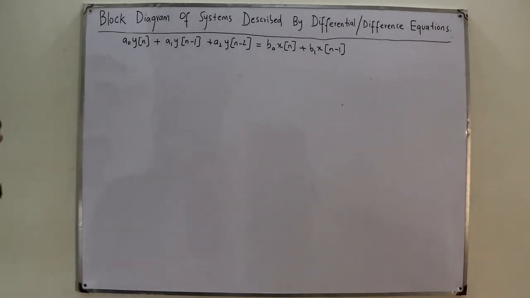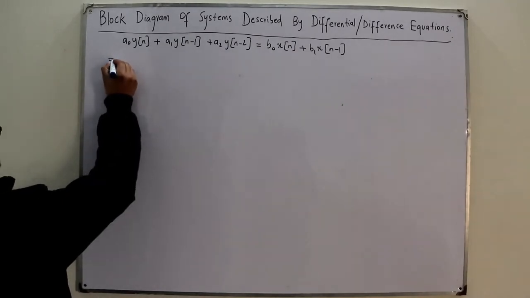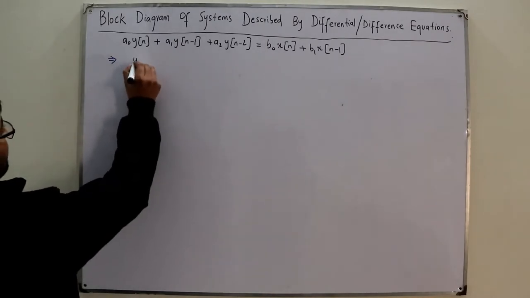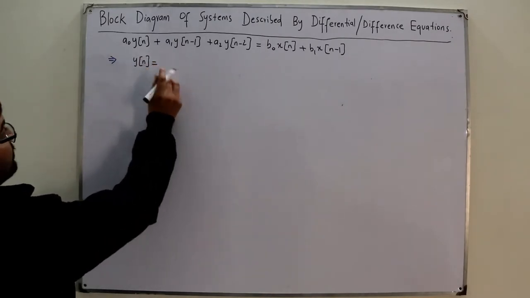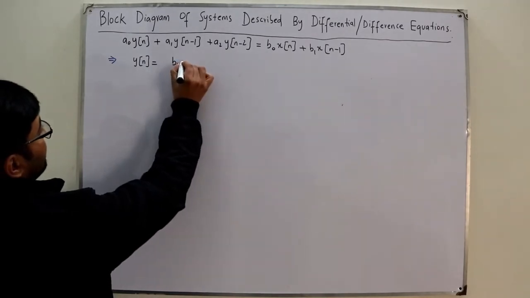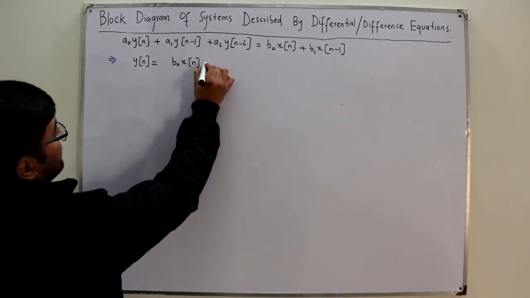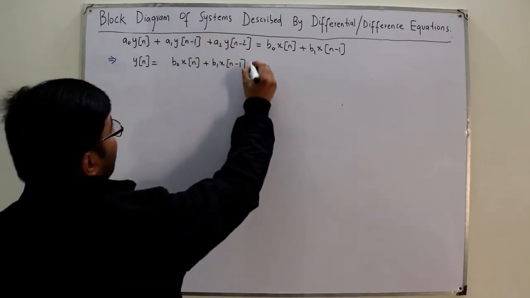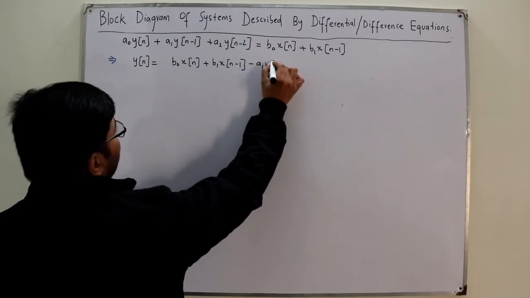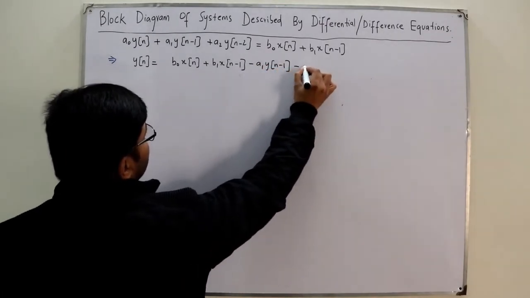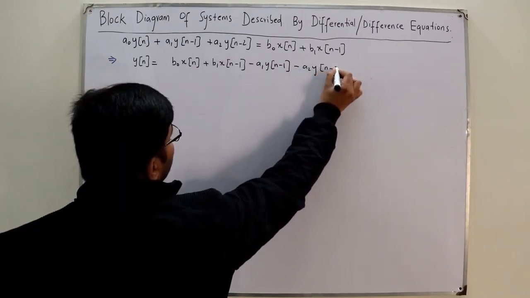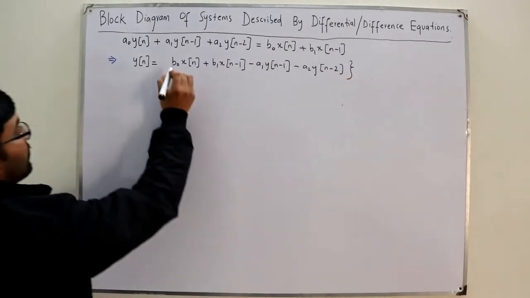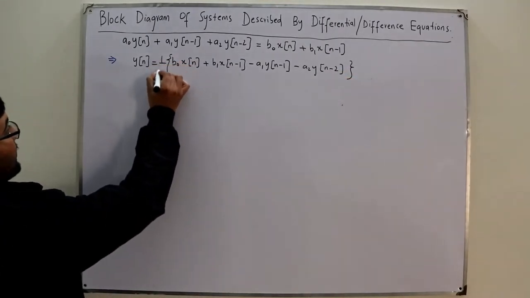The first and foremost thing that you do is you take y[n] at one side and the others on the other. So my equation would be y[n] equals b0 x[n] plus b1 x[n minus 1], then you have minus a1 y[n minus 1] minus a2 y[n minus 2], and this would be whole multiplied with 1 over a0.